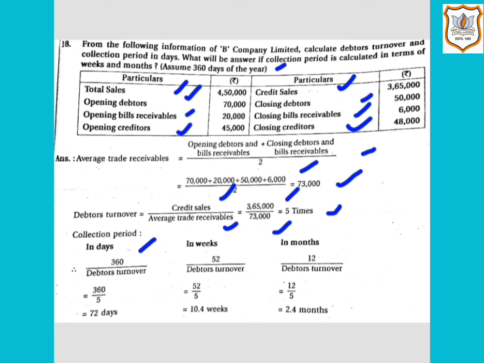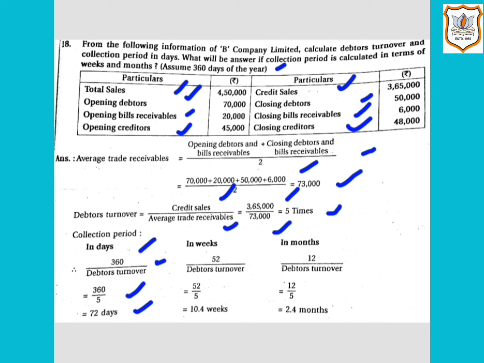So here the formula for collection period, if we are finding it in terms of days, would be 360 upon debtor turnover. So here 360 divided by 5, that is debtor turnover. So our answer would be 72 days.